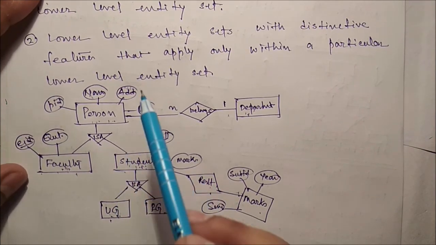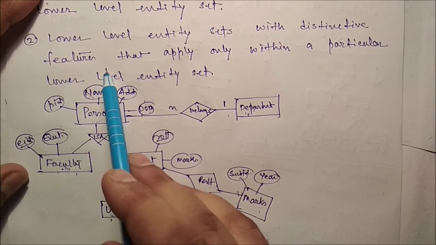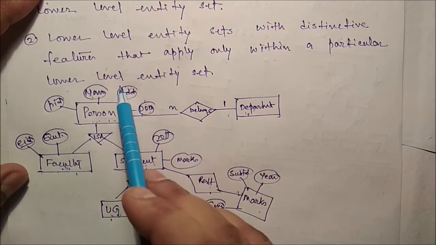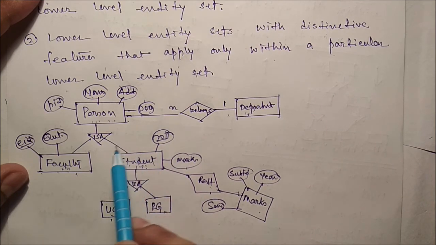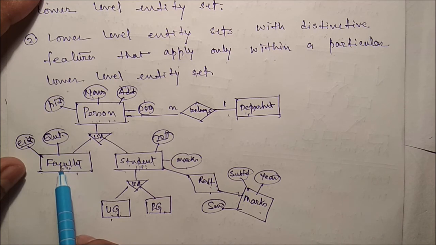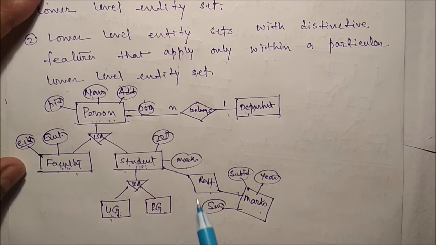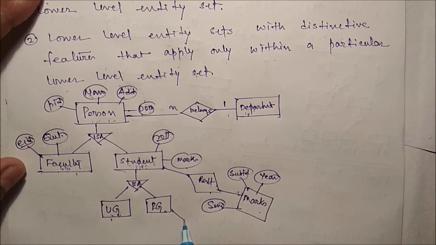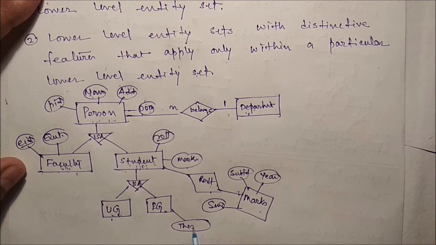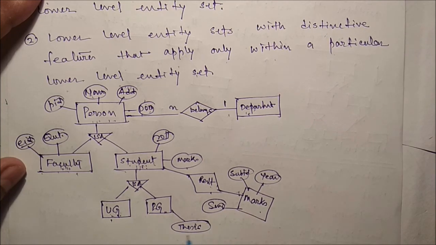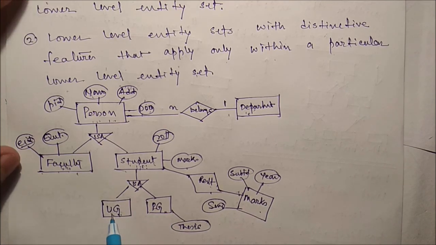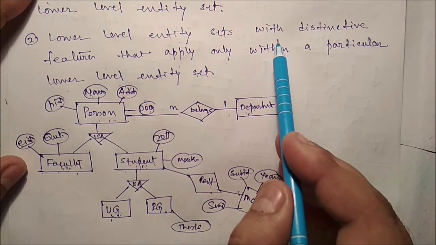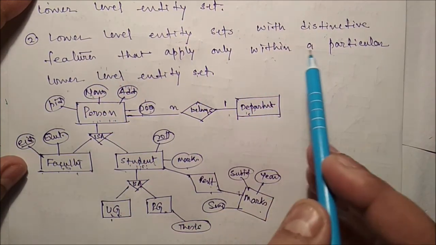Next, the lower level entity set with distinctive features that apply only within a particular lower level entity set. Now suppose here it is marks. This marks is applicable for only this particular entity, not this other entity. Are you getting this? Now suppose another attribute is there, say the title of the thesis. This particular attribute is only applicable for this particular entity set, not for the other one. That is the meaning of a lower level entity set with distinctive features that apply only within a particular lower level entity set.